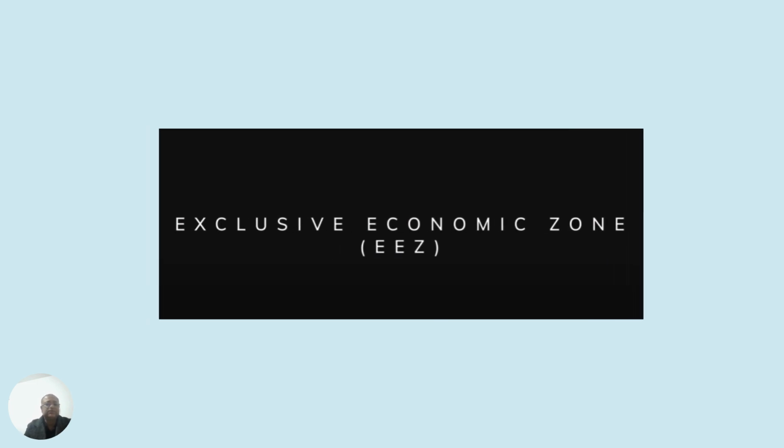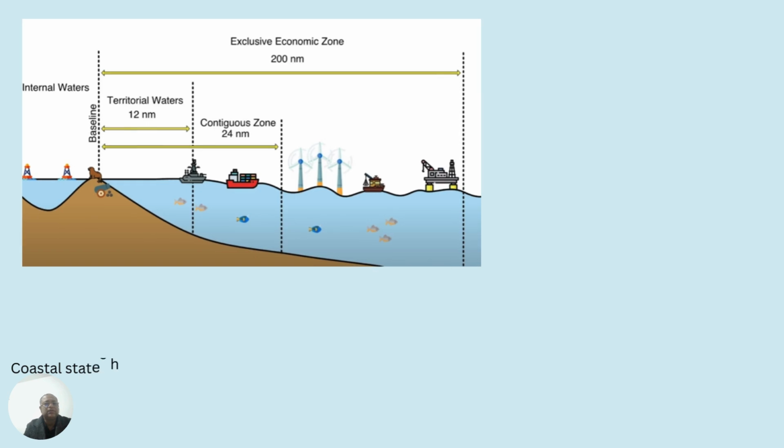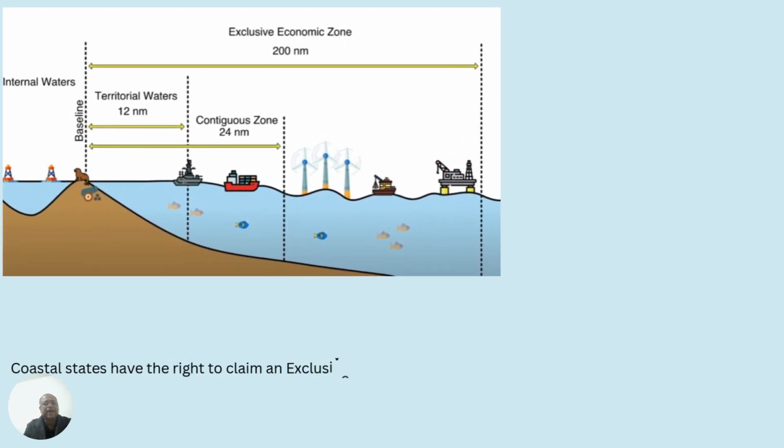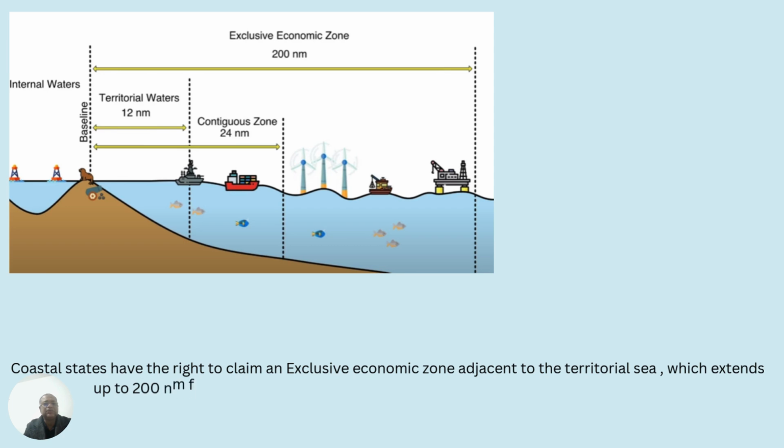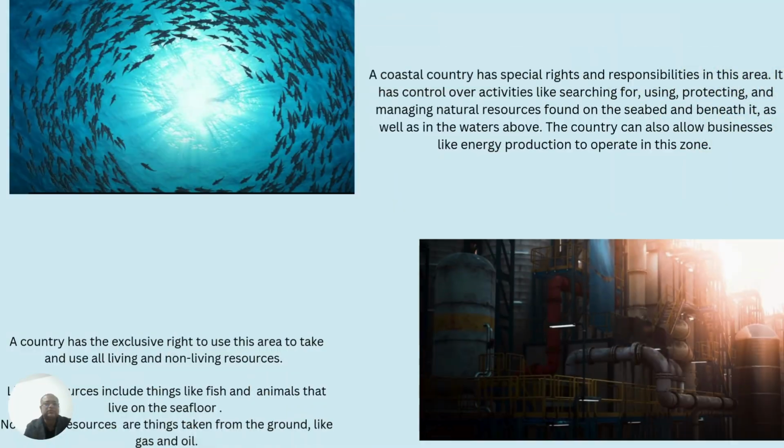Exclusive economic zone. Coastal states have the right to claim an exclusive economic zone adjacent to the territorial sea, which extends up to 200 nautical miles from their baseline or until the maritime boundary with another coastal state. A coastal country has special rights and responsibilities in the area. It has control over activities like searching for, using, protecting, and managing natural resources found on the seabed, as well as in the waters above.